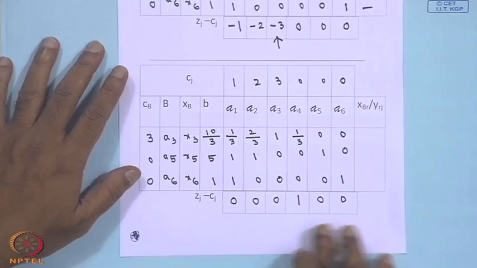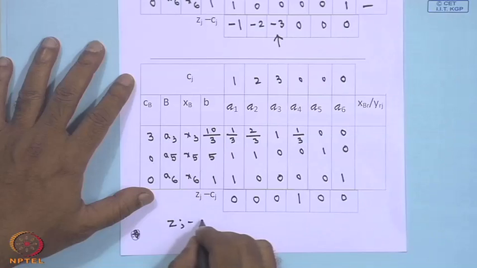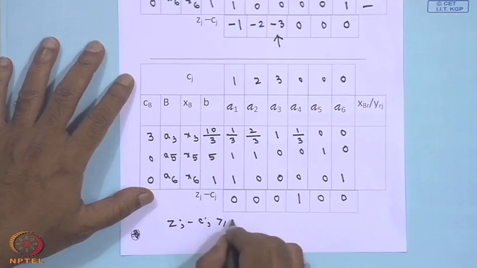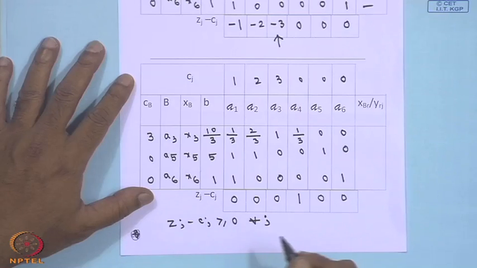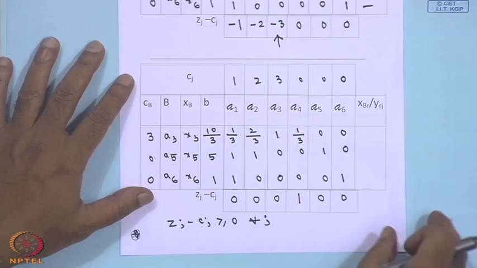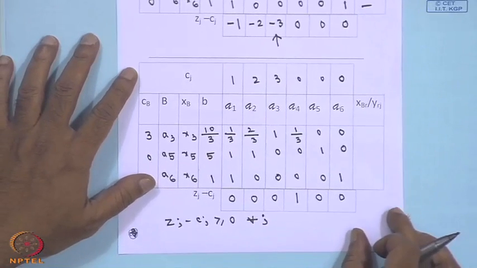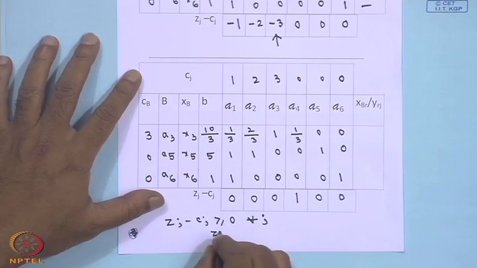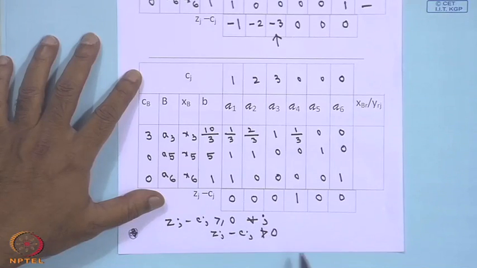So, what we are observing from here, you see we got the optimal point. Here Zj minus Cj is greater than or equal to 0 for all j. But note one thing in this case: Zj minus Cj is strictly greater than 0 not for all, only for non-basic variables.